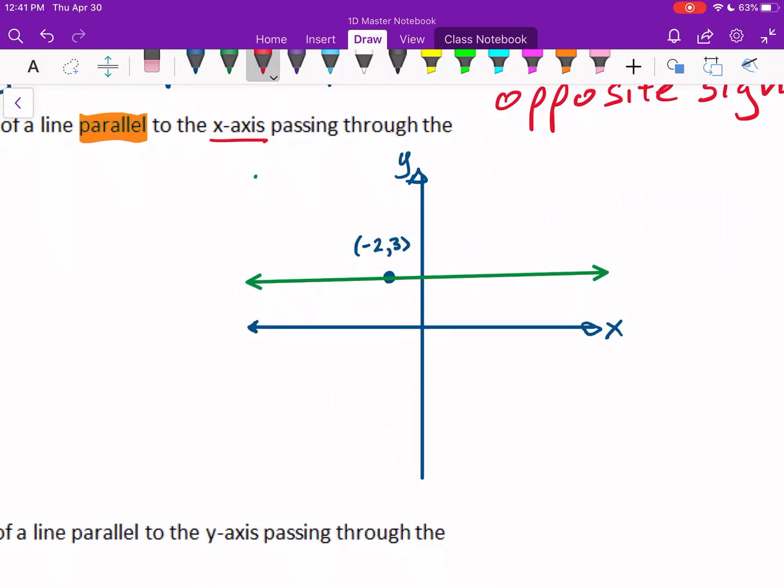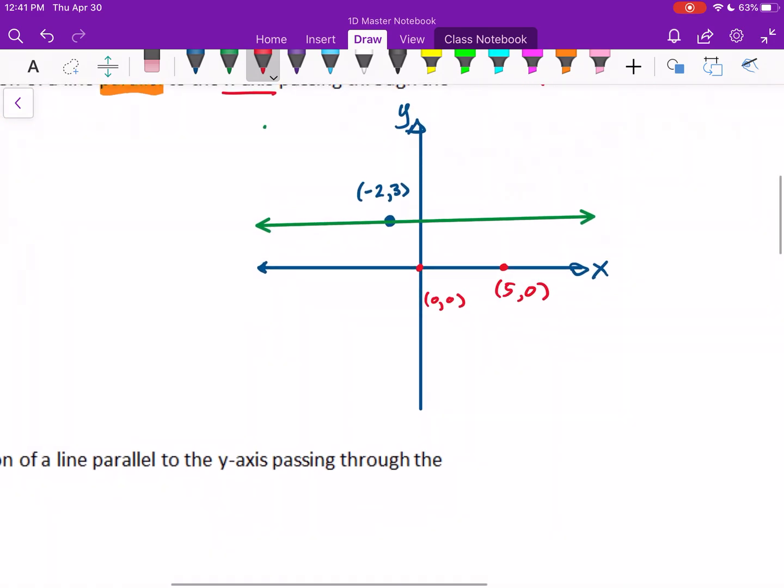Anyway, let's pick a point on the x-axis. Let's start with the origin. It's the point (0, 0). Let's pick another point on the x-axis. Let's say that's the point (5, 0). They're both on the x-axis. Remember, slope is rise over run. So the slope between these two, it's got a rise going from the left point to the right point. It's not going up at all. It's got a rise of 0 and a run of 5, which is actually just a slope of 0.